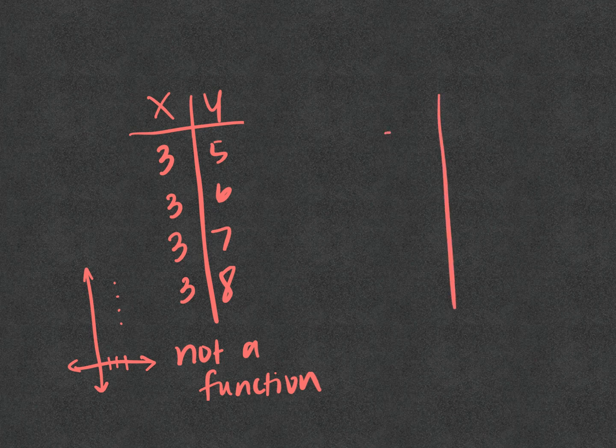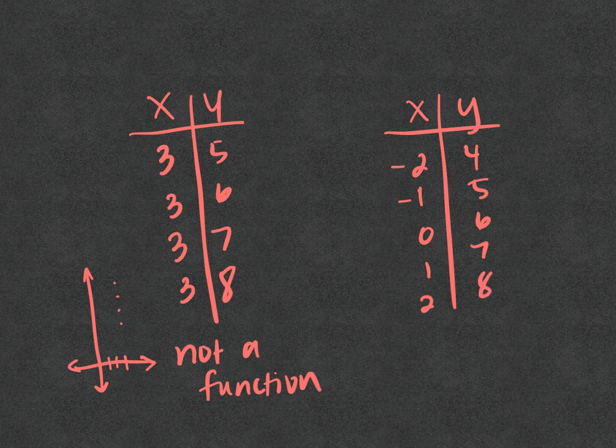All right. But let's consider this one. Let's say x is -2, -1, 0, 1, 2, and y is 4, 5, 6, 7, 8. Is this one a function? It is a function. Each x value has its own one y value. So -2 has the y value of 4, -1 has the y value of 5, 0 has the y value of 6, 1 has the y value of 7, and 2 has the y value of 8. So you can see definitely that this is a function. So hopefully you can decide if something is a function or not. Have a great day.